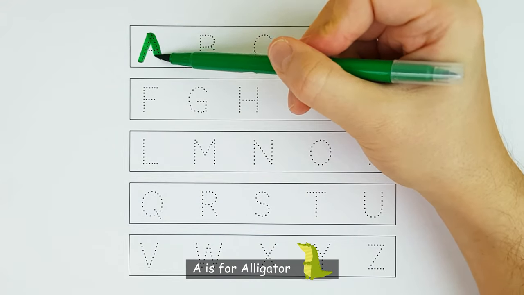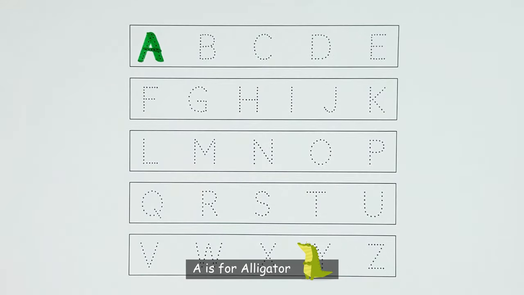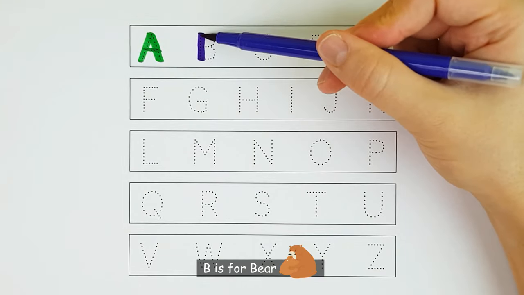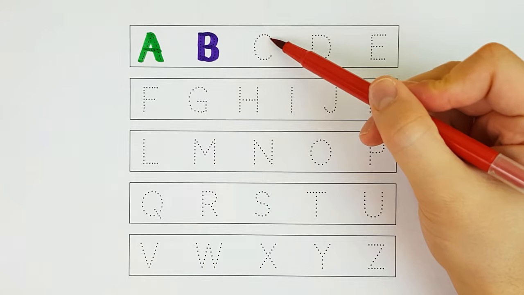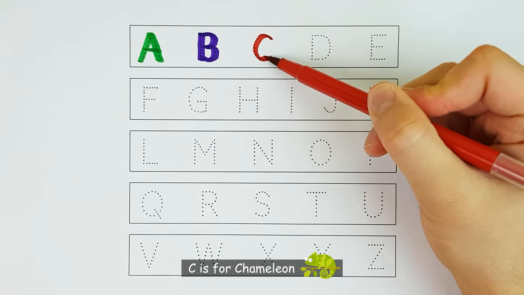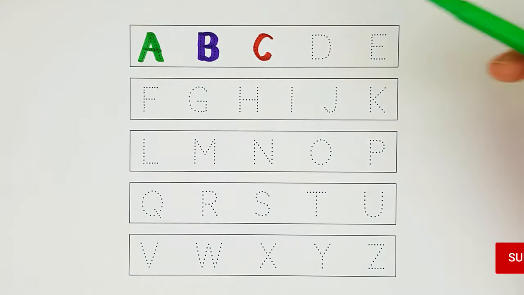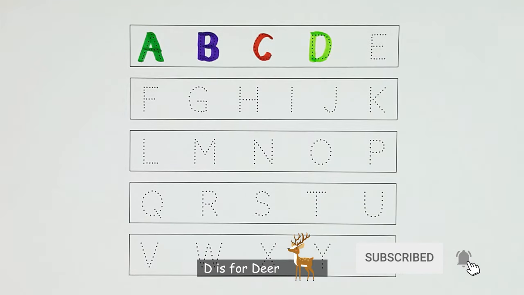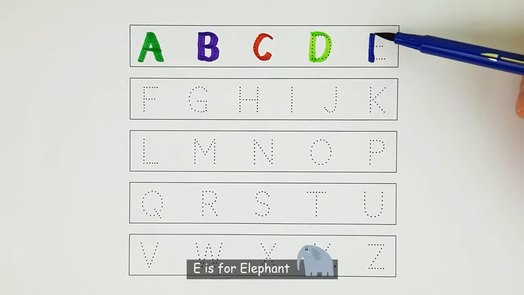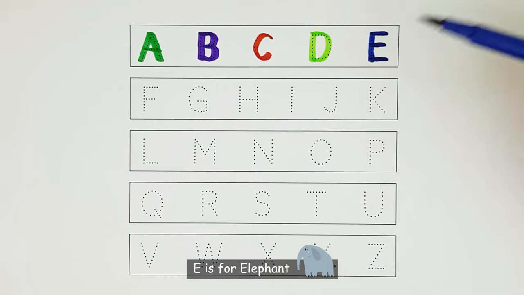A is for alligator. B is for bear. C is for chameleon. D is for deer. E is for elephant.